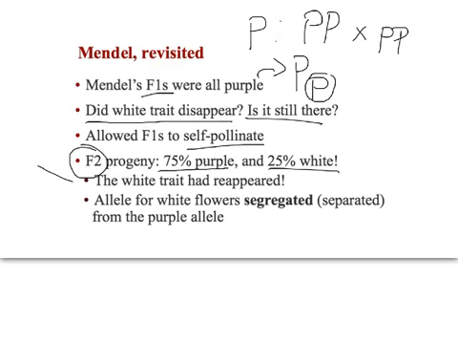So one of Mendel's first big discoveries was what he calls the law of segregation. Basically, the white allele, the allele for the white flower, is segregated or separated, traveled separately from the purple allele. So let's look at what this means on a chromosomal level.